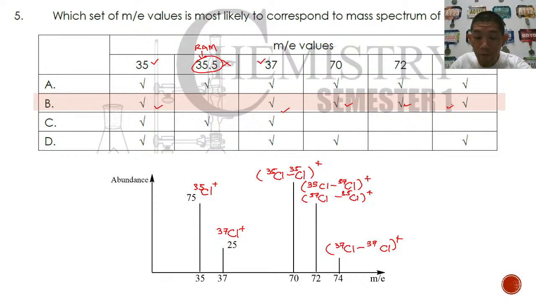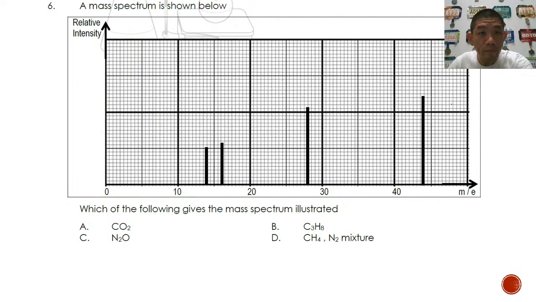Immediately we move to the next question, which is question number 6. A mass spectrum is shown below. This is the mass spectrum shown. Which of the following molecules gives the mass spectrum illustrated? Now, let's check one by one. In here we have to consider the most stable form of the isotope for each element, since there is no specific saying that they can exist in multiple isotopes. So we have to presume that all of them are monoisotopic.